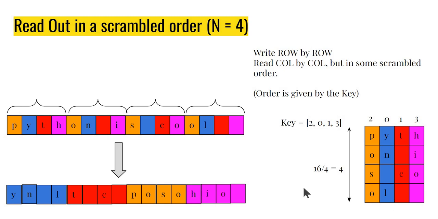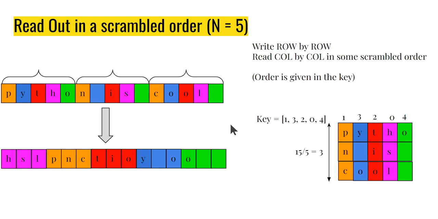Let's look at one more example to make this more clear. Let's say we have n equals 5. So like I said, I write this in row by row order. But now I have a key. It tells me that this column has a 0, so I go and read out this column first. Then I go and read out this column. Then I go and read out this column, and so on and so forth.